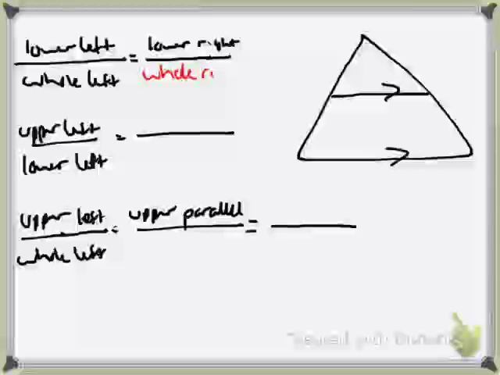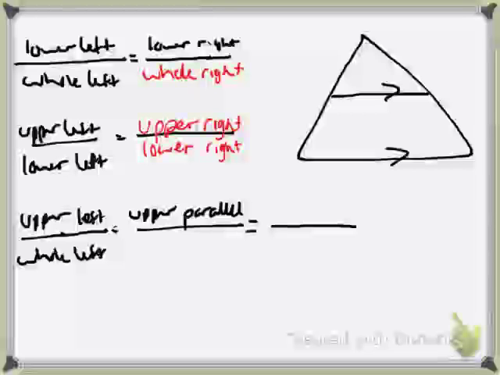We just want to match up so we're doing the same things. So lower to whole, left to left, right to right. So we just want to match up the same stuff so that we're doing the same thing on both sides of the proportion. So upper left to lower left would be upper right to lower right. So we're doing the same stuff. So upper over lower, left over left, right over right. Okay, so we're matching up the same type of things.